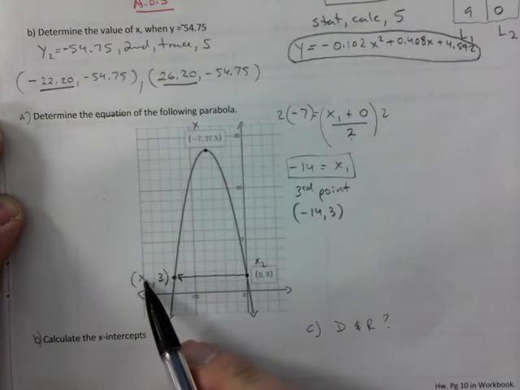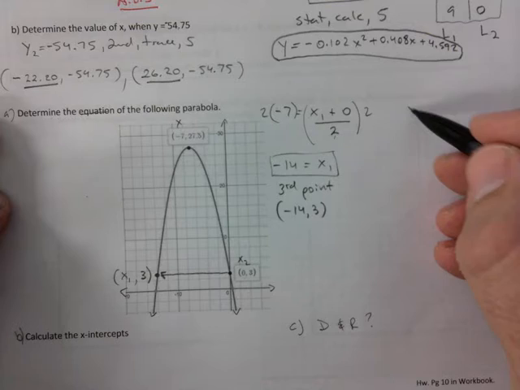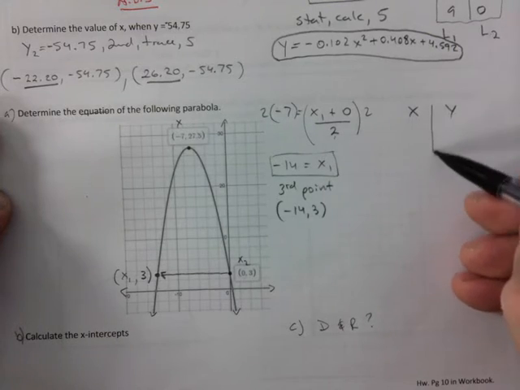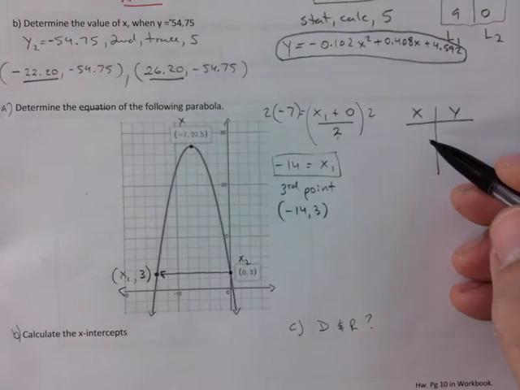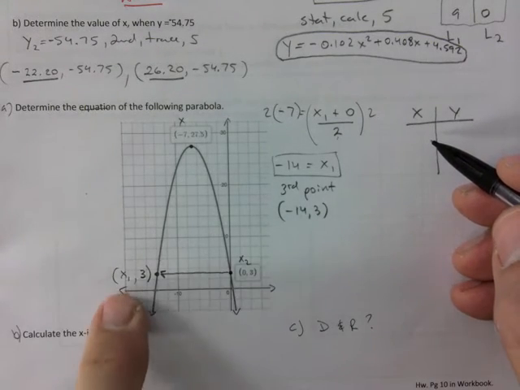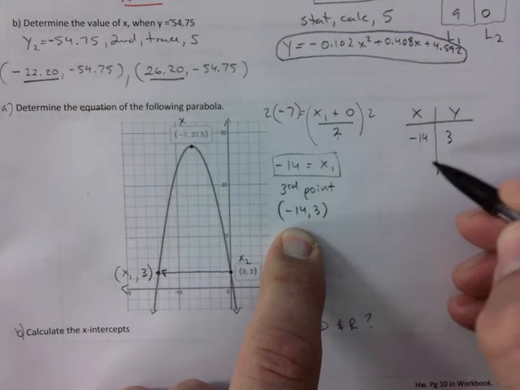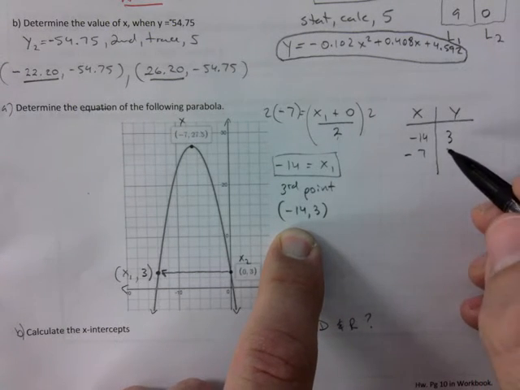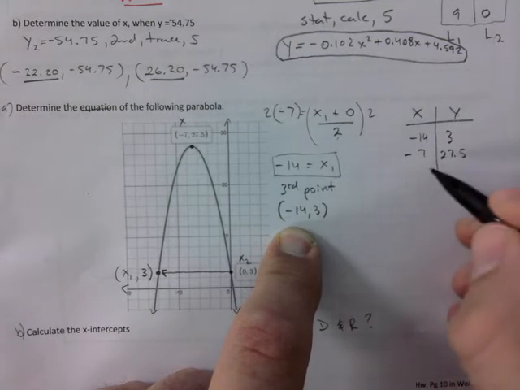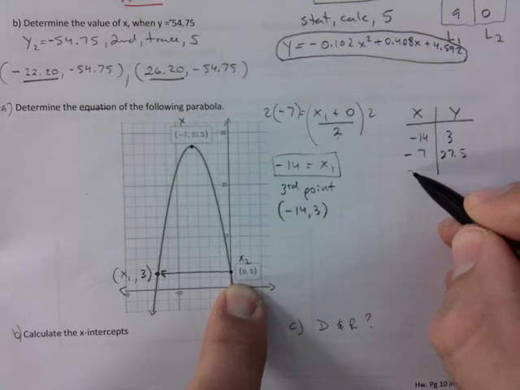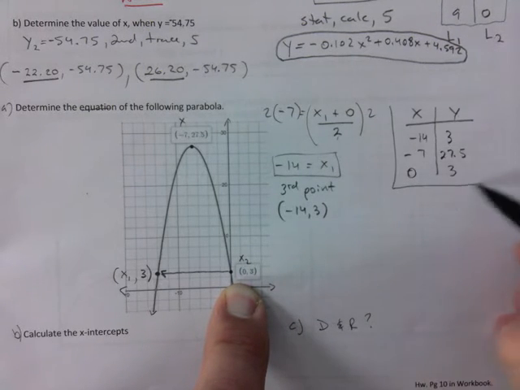Okay, you just found it here. So the next step is to come up with your table that you're going to enter into x1 and x2, in no particular order, as long as you pair them up. You've got to keep them together, right? So -14, 3, -7, what is that, 27.5? Yeah, 27.5. And then 0, 3 is the other one. Okay, so these are my 3 points.